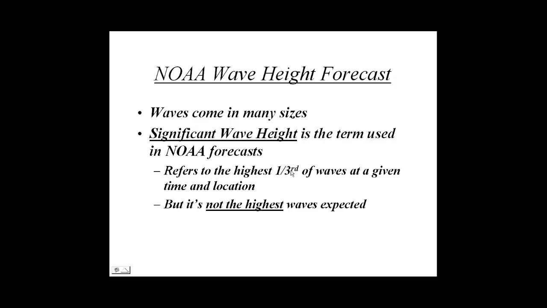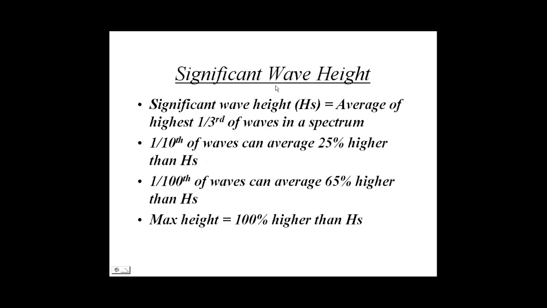It refers to the highest 1/3 of the waves at a given time and location, but it's not the highest waves. Significant wave height is the average of the highest 1/3 of the waves in a spectrum. Average of the highest 1/3. Now 1/10 of the waves will be 25% higher than the HS. 1 out of 100 waves will be 65% higher than the average.